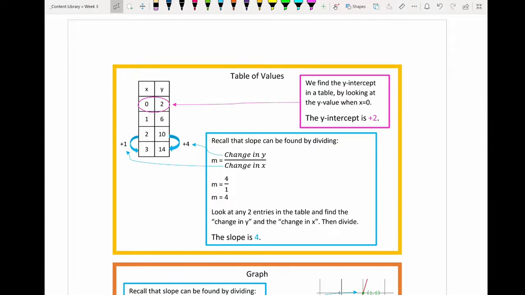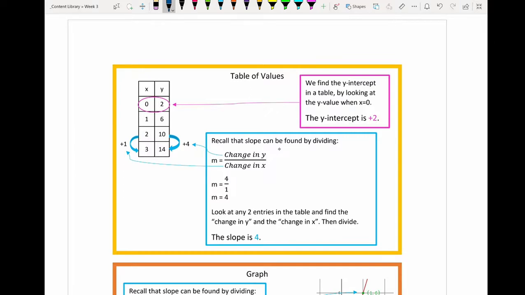Looking at a table of values, we can find the y-intercept in the table by looking at the y value when x equals 0. So in this case, we've circled this before on previous examples, but we can see here when x equals 0, the y value is 2, so our y-intercept is 2.